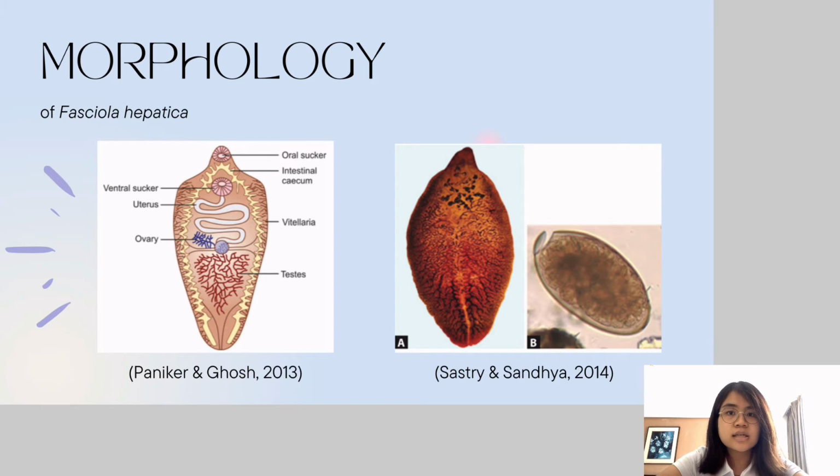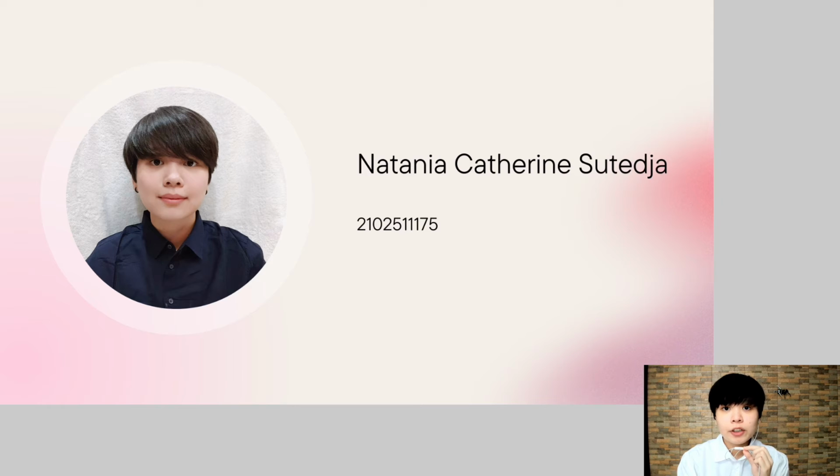The second is the egg. The eggs are large, ovoid, operculated, and bile-stained. The eggs contain an immature larva, which is called the miracidium. The eggs are unembryonated when they are just released. The last is the larva. The infective form for humans and other definitive hosts is the metacercaria larva. Thank you for the opportunity.